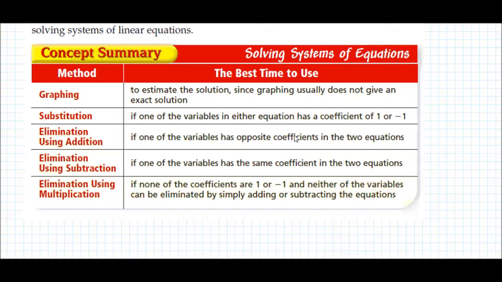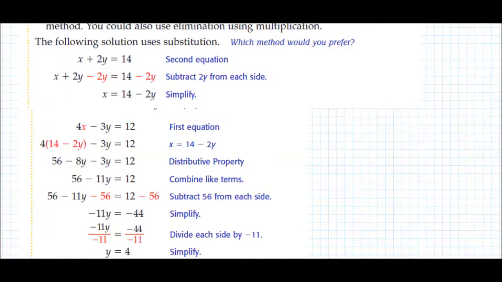Elimination using addition. If one of the variables has the exact opposite coefficient in the other equation, you can just add or subtract them. Okay, elimination using multiplication. If none of the coefficients are 1 or negative 1, or neither of the variables can be eliminated by simply adding or subtracting the equations, then you'll have to manipulate the coefficients by using multiplication. So let's take a look.